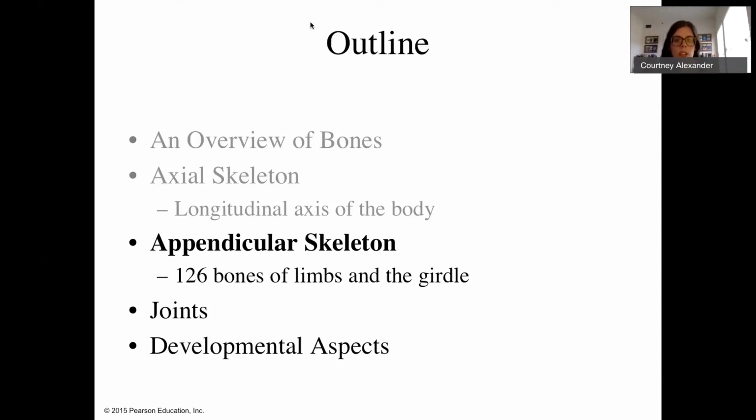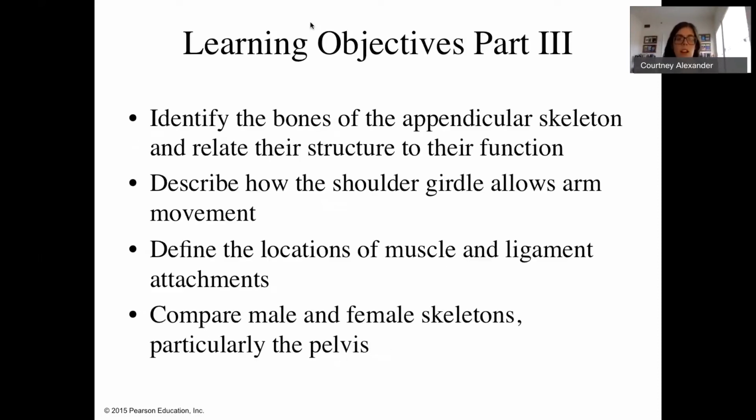In this video, we're going to talk about our appendicular skeleton, which is the bones of our limbs and the girdles that support our limbs. Our learning objectives are to identify the bones of the appendicular skeleton and relate structure to function, to describe how our shoulder girdle allows for arm movement, to define locations of some key muscle and ligament attachments, and to compare the male and female skeletons, paying particular attention to the male and female pelvis.